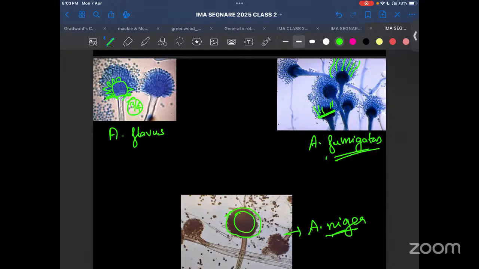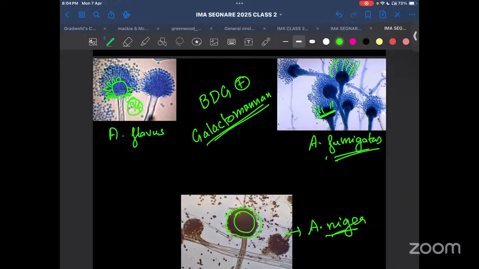So for these Aspergillus species we have discussed, BDG, beta D glucan, is positive. That is one rapid test. Now another specific rapid test is galactomannan. Galactomannan is positive for Aspergillus. All Aspergillus are positive for galactomannan. So that is it about Aspergillus.